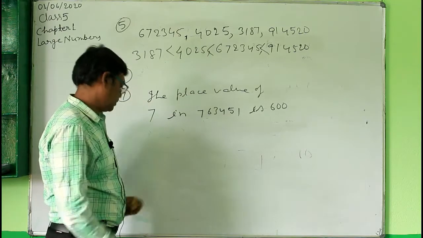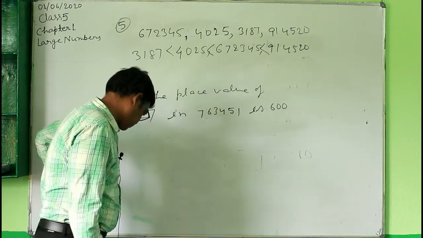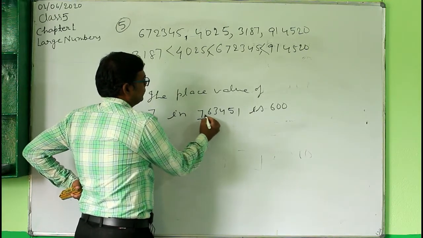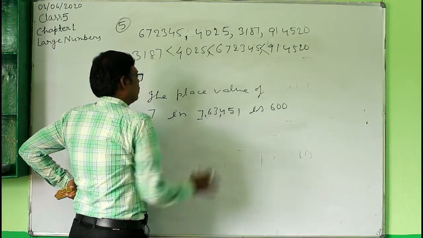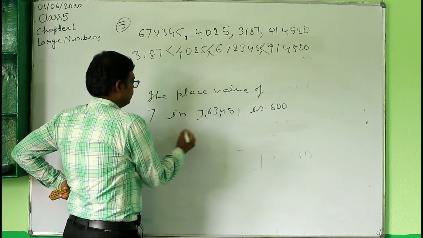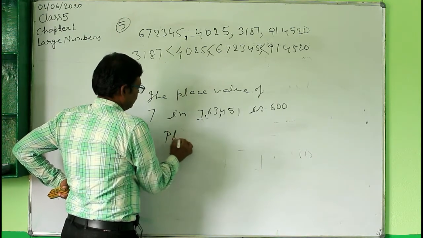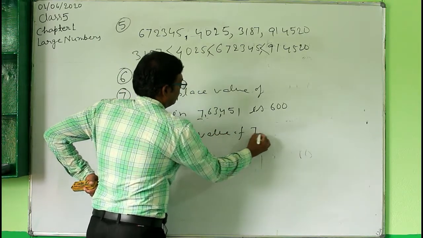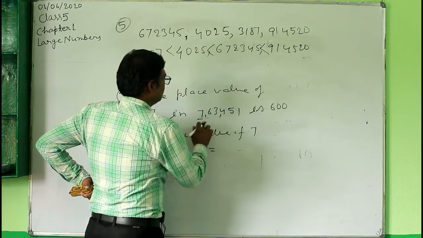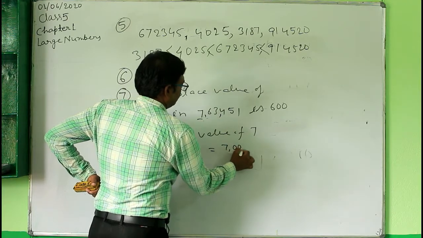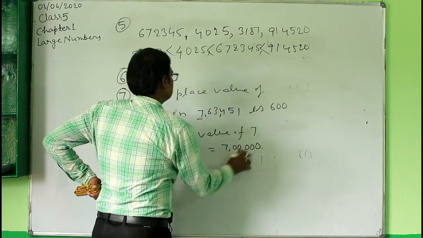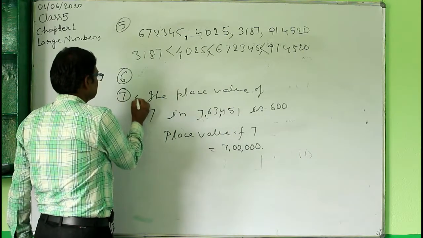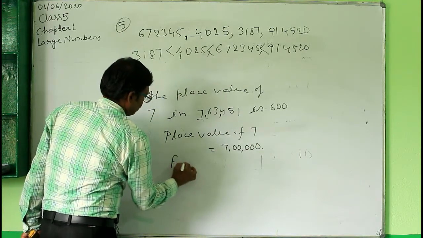So this is not correct here, because in this case we have the number 7 and the 7 is at the lakh place. If you add the comma here, then it will be at the lakh place. So the place value of 7 in this number is 7 lakh. This is not correct, so statement A is false.